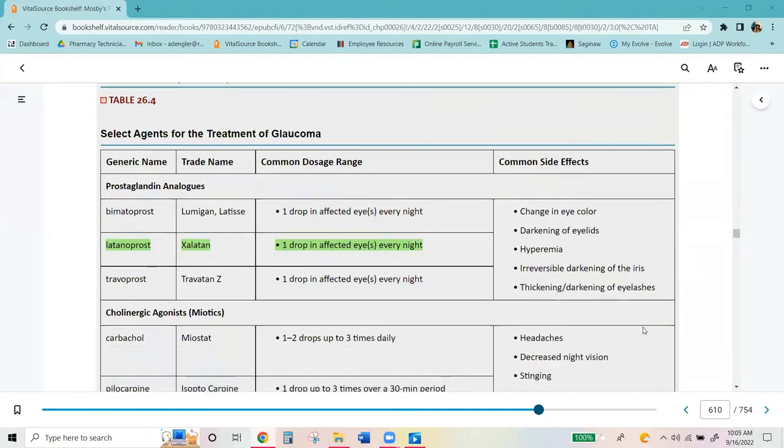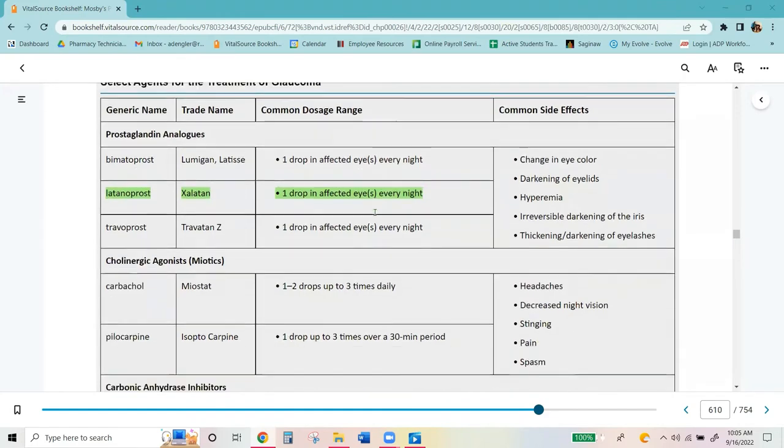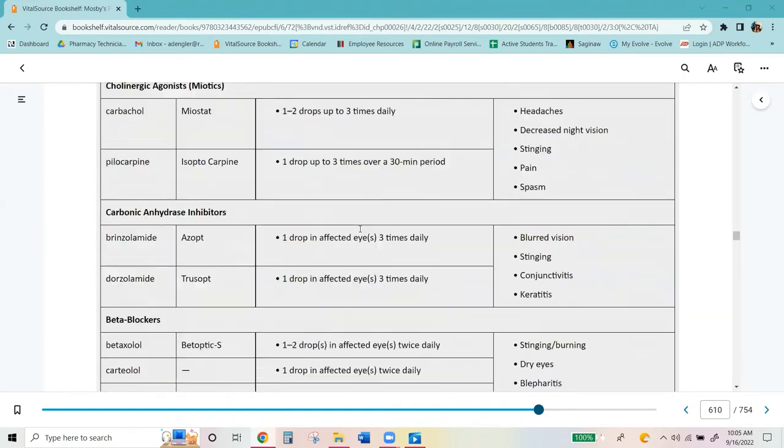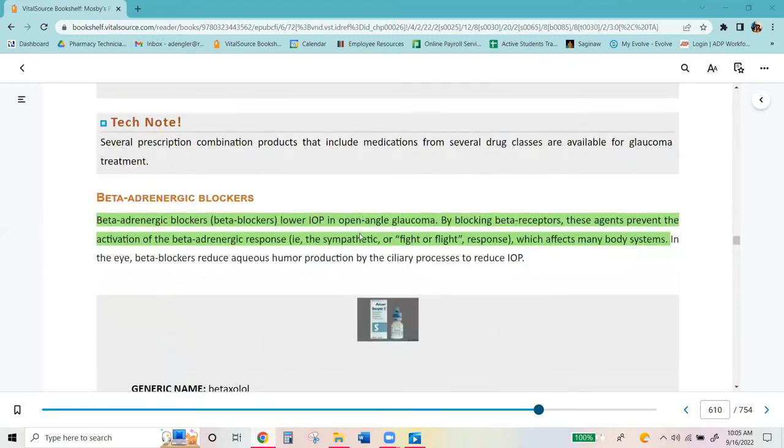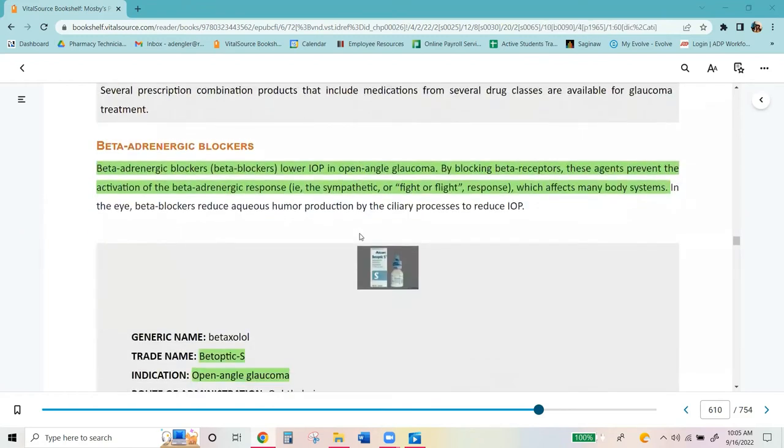So Table 26.4 lists the select agents for the treatment of glaucoma. I have highlighted Xalatan, latanoprost. It is usually given 1 drop in the affected eye every night. It's a very common medication that's kept in the refrigerator for glaucoma. Beta adrenergic blockers, which are beta blockers, lower IOP in open angle glaucoma. By blocking beta receptors, these agents prevent the activation of the beta adrenergic response, which affects many body systems.